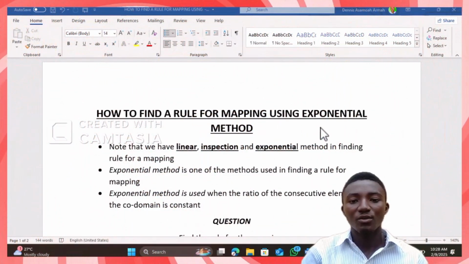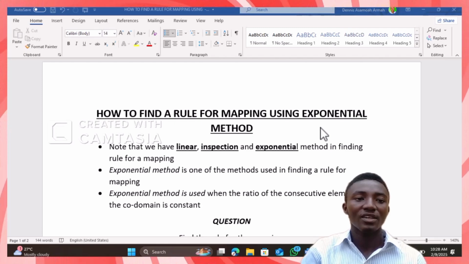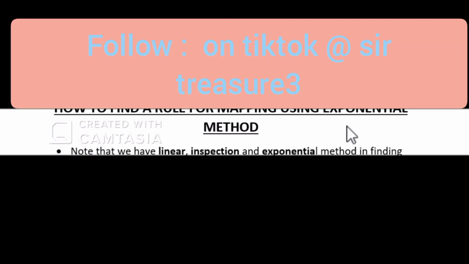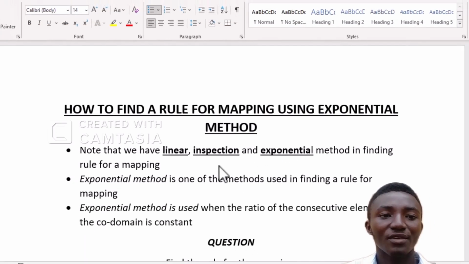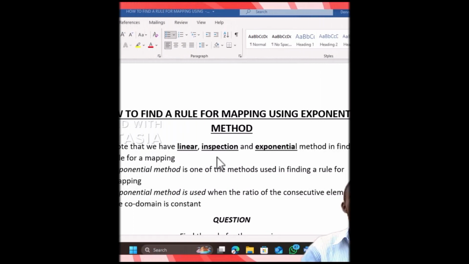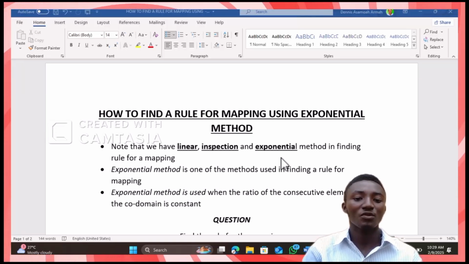Hi, in this video I will show you how to use the exponential method in finding a rule of mapping. Note carefully that the exponential method is not the only method we use in finding a rule of mapping. In mathematics, we have three main methods: the linear method, the method of inspection, and the exponential method. All these methods work perfectly in solving a rule of mapping.